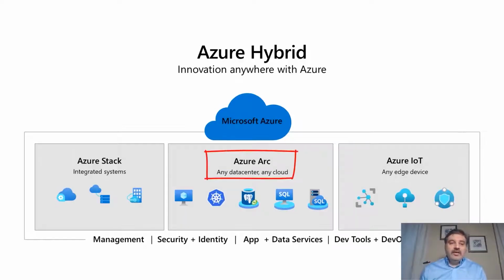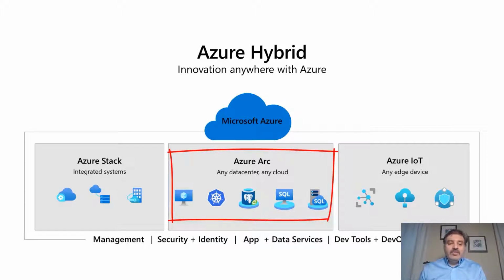So what is Azure Arc? It's one of the 3 pillars of Azure Hybrid, along with Azure Stack and Azure IoT. Azure Arc for database data services is offered through Azure Arc, where the infrastructure is provided by the customer, and the customer also takes care of the operations, while the software is provided by Microsoft.